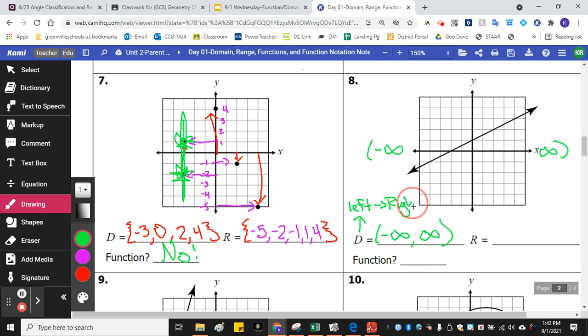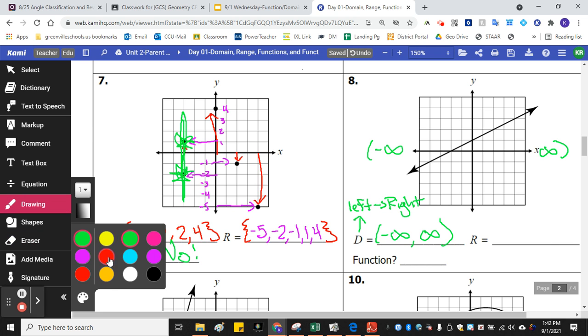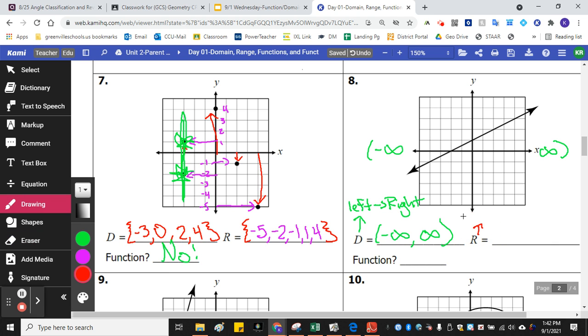And with range, you're thinking up and down, bottom to top. Same thing. This one's going down forever. This one's going up forever.